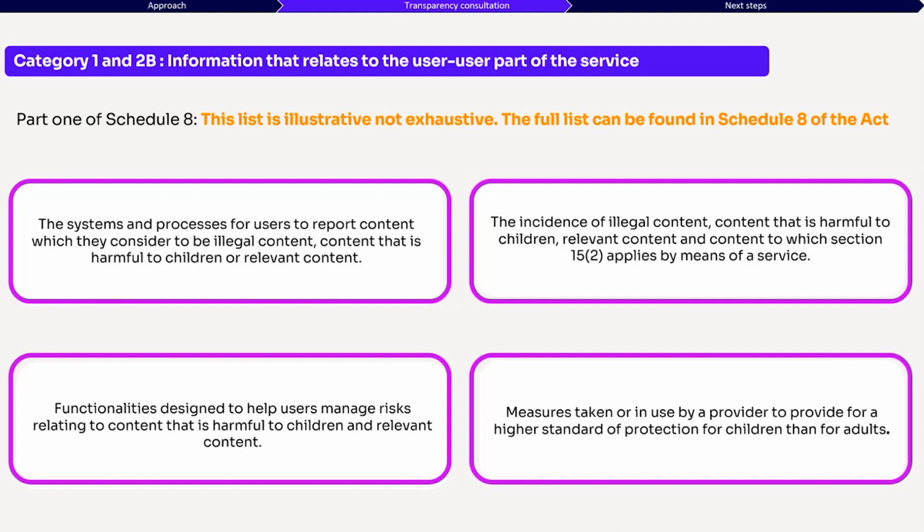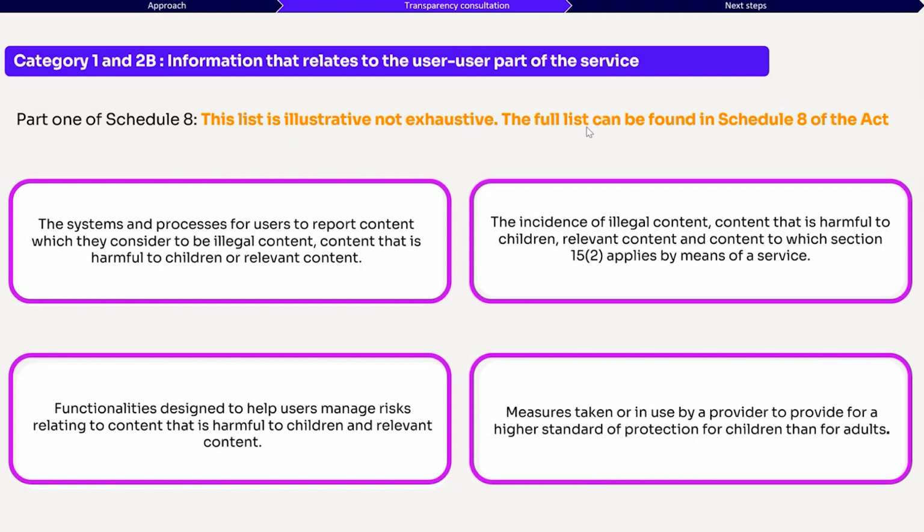But just to give you an illustrative example of what this might feel like in practice, I'll pick one of these 4 examples to go into a bit more detail. So here we've got a matter that is about the incidence of illegal content or content that is harmful to children. And taking this as an example and taking it a step further to give you a bit of an idea of what that might look like or how that might play out in practice.